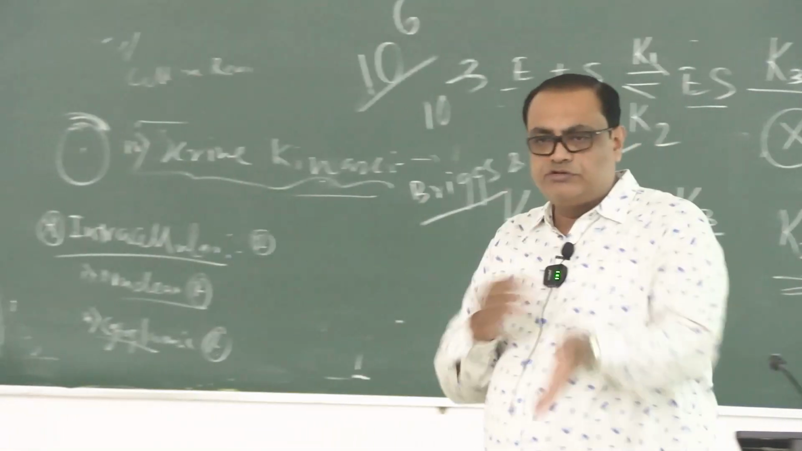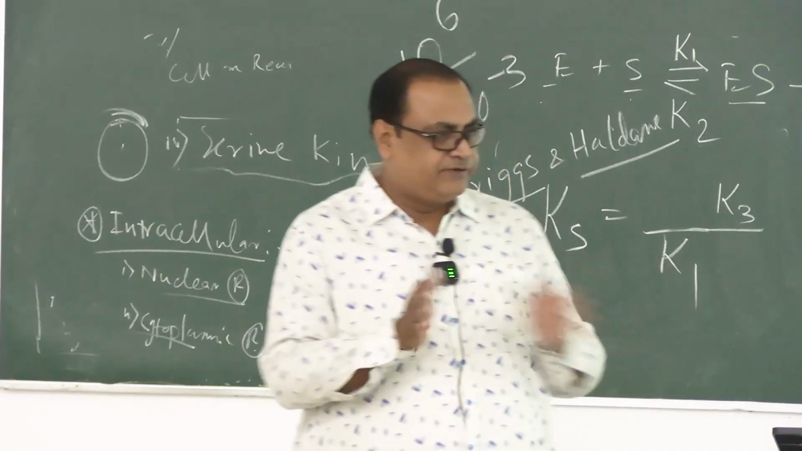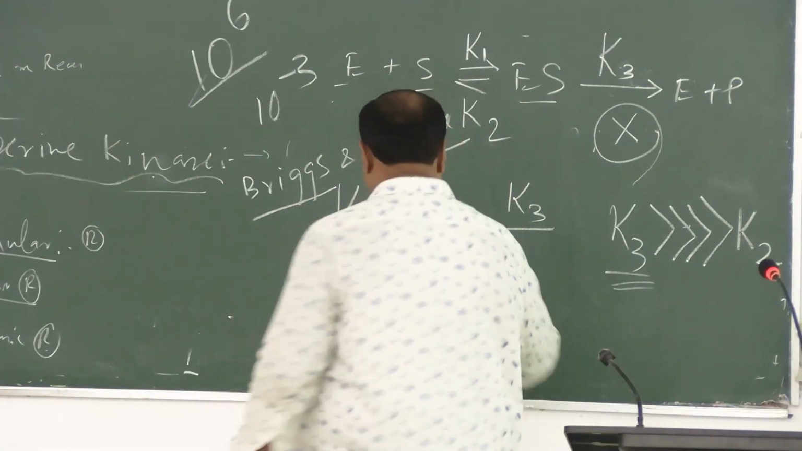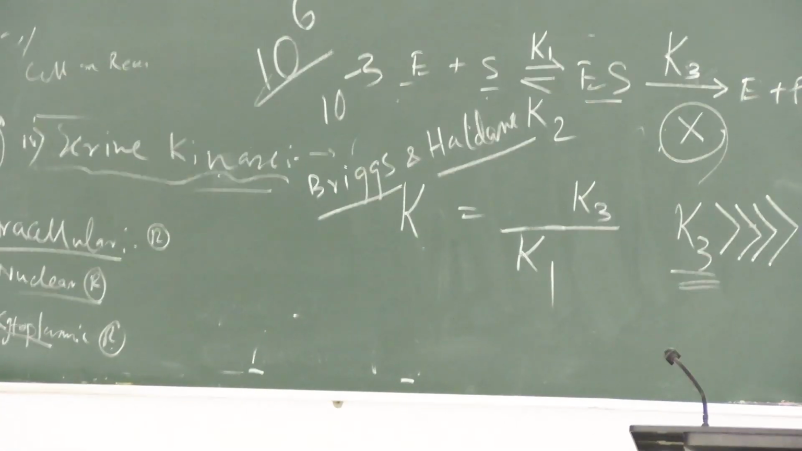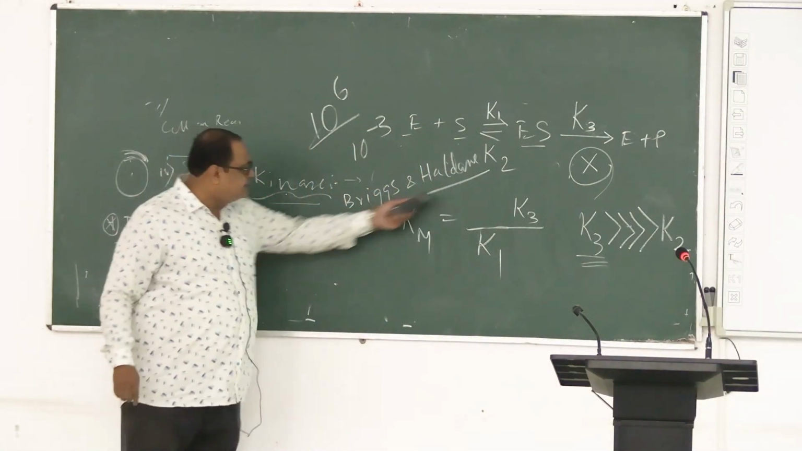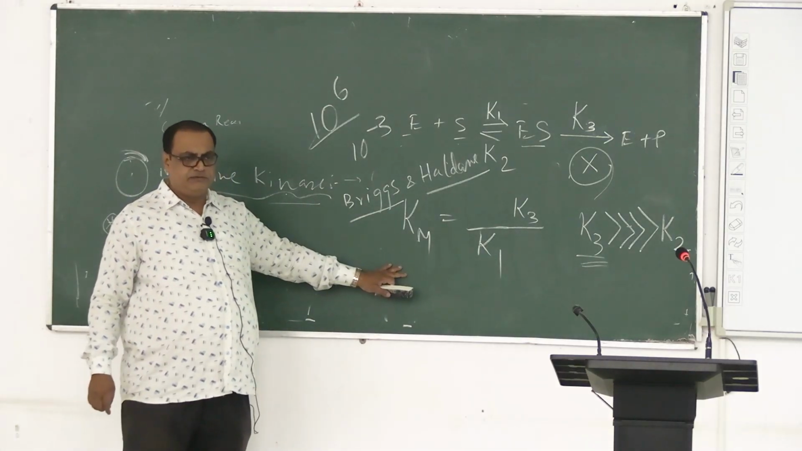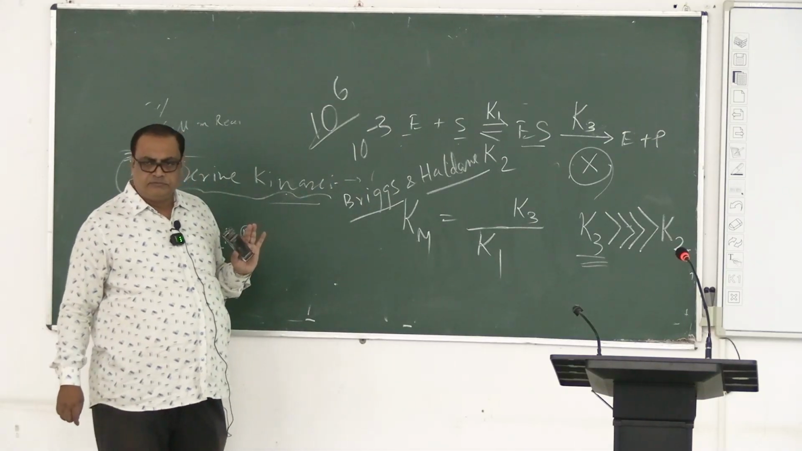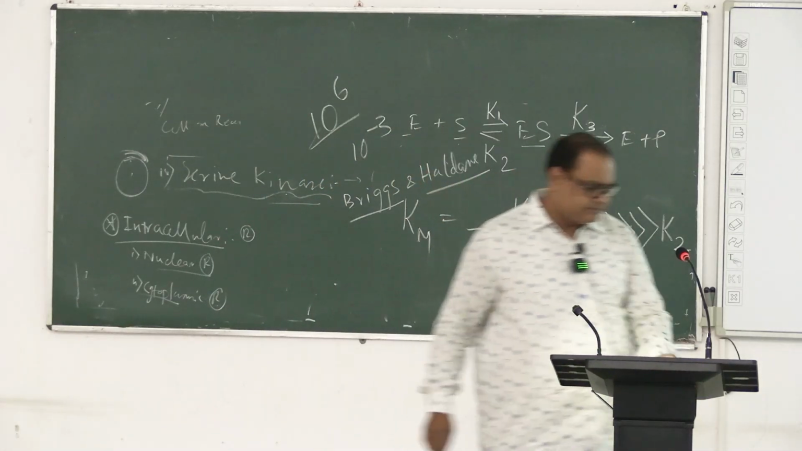Briggs-Haldane said no, there is no question of K2. K3 is there. K3 and K1. This was the difference. And then they termed this case as, because the case is now different, so it became, this was named by these two people, not Michaelis-Menten, to show respect to their ancestors. That's all. Nothing else. And termed them as Michaelis Constant.